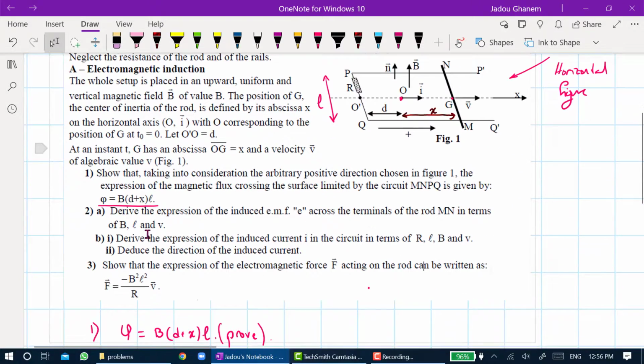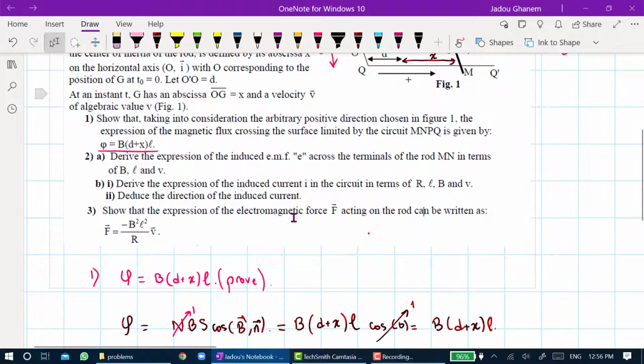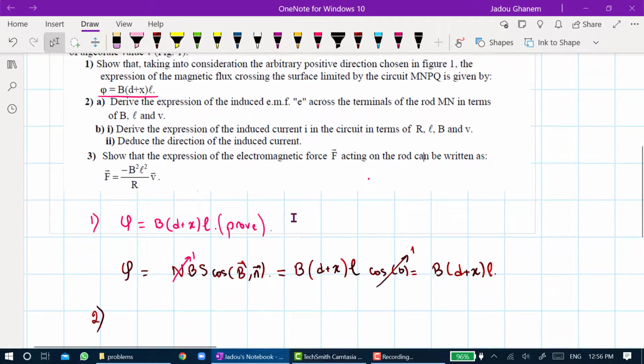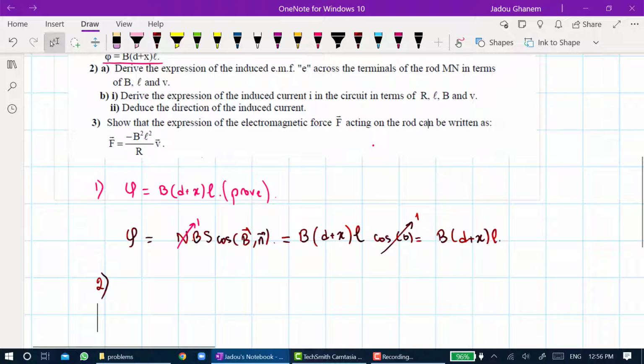Number 2. In number 2, they said derive the expression of the induced EMF across the terminals of the rod MN in terms of B, L, and v. So we must find e as a function of B, L, and v.